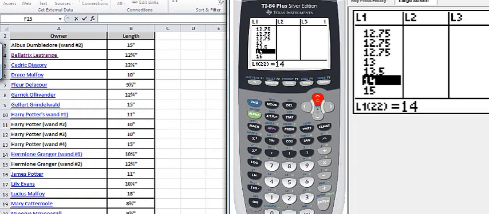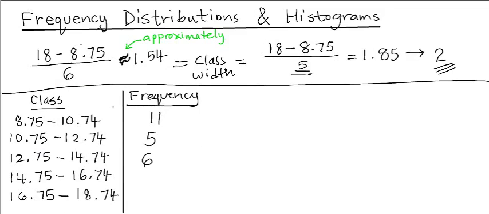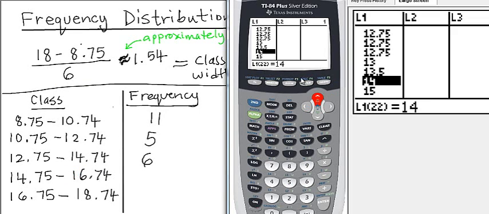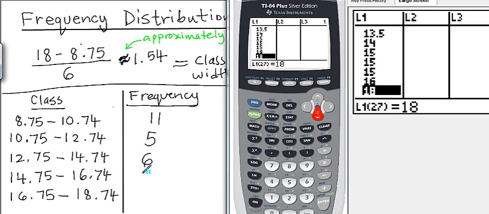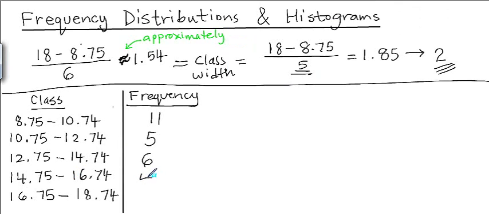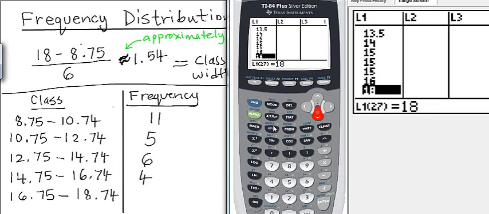And then how many between 14.75 and 16.74? It's 1, 2, 3, 4, just 4. Okay. And how many do I have between 16.75 and 18.74? Just 1.